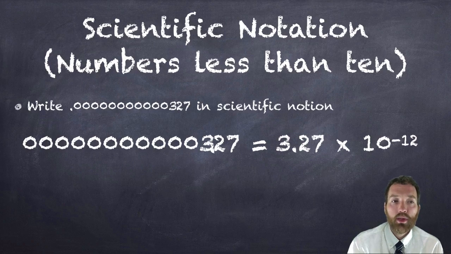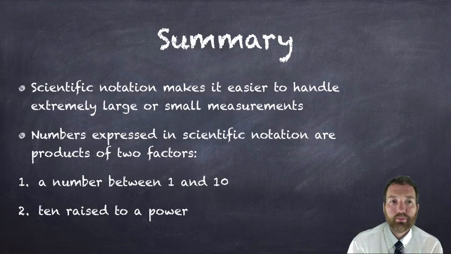This is a really small number. Our original number, point a bunch of zeros, 327, is a number that's less than 1. So it's a really small number. So it's going to have a negative exponent.